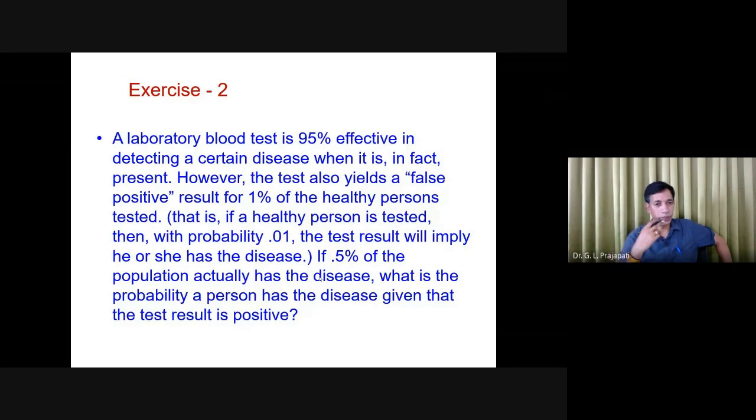So you can come to know that if you go for the blood test, then it is 95% effective when the disease is there, and when a healthy person is tested, then it gives the false positive as 1%. Okay, so this we know. If a healthy person is tested, then with the probability 0.01, the test result will imply he or she has the disease. Now the question is that 5% of the population in your sample space actually has the disease.